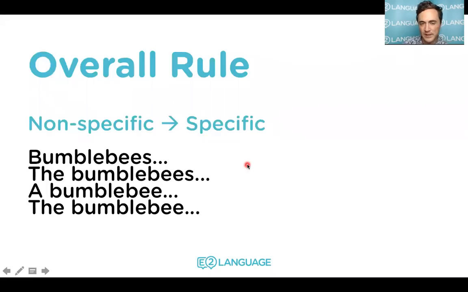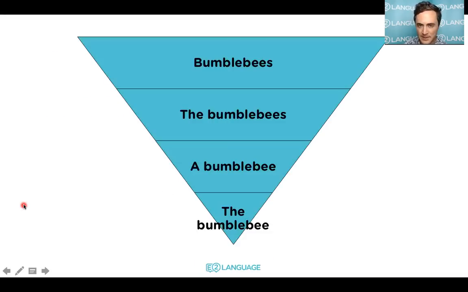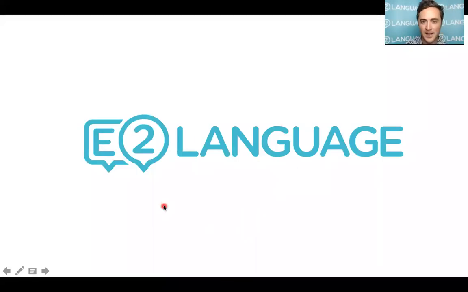The overall rule that you need to understand about articles is this. It takes you from non-specific to specific. Bumblebees, the bumblebees. A bumblebee, the bumblebee. The best way to think about it is like this. If you're writing a paragraph about bumblebees, you will start by saying bumblebees are dangerous. The bumblebees of West Africa are particularly dangerous. A bumblebee bit a scientist the other day. The bumblebee got squashed. Okay, we go from general to more specific to very specific down at the bottom with the bumblebee. That is how articles work.